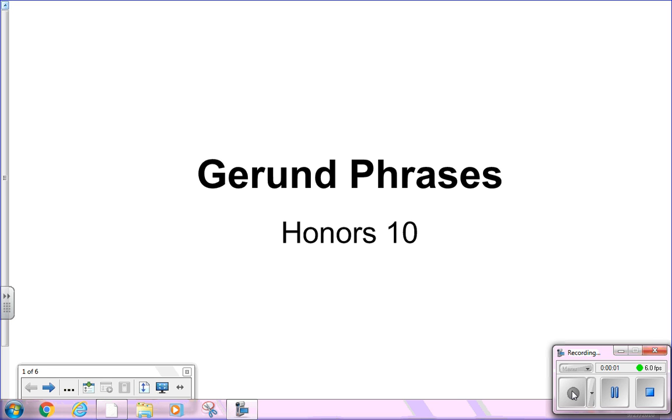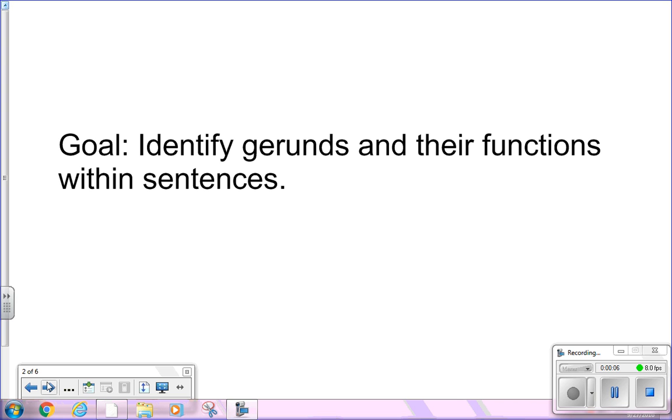Welcome back, Honors 10. Today we're going to be focusing on gerund phrases, and our goal for today is to be able to identify gerunds and their functions within sentences. Now, we began this unit by first reviewing direct and indirect objects and predicate adjectives and nominatives so that we can understand the functions of gerunds. So we'll be applying that information today.